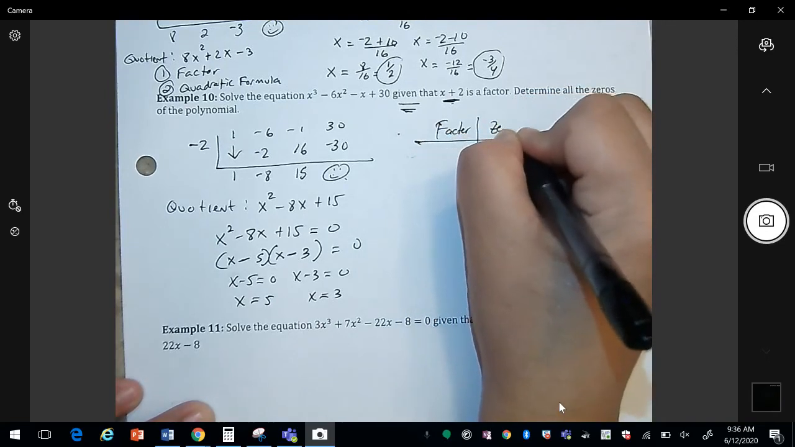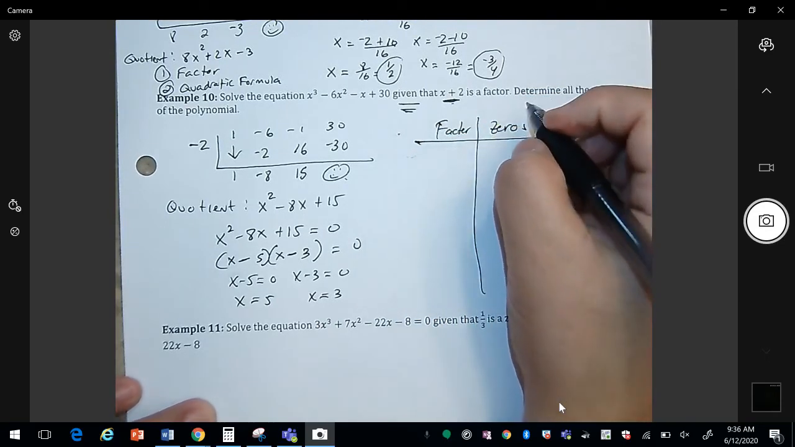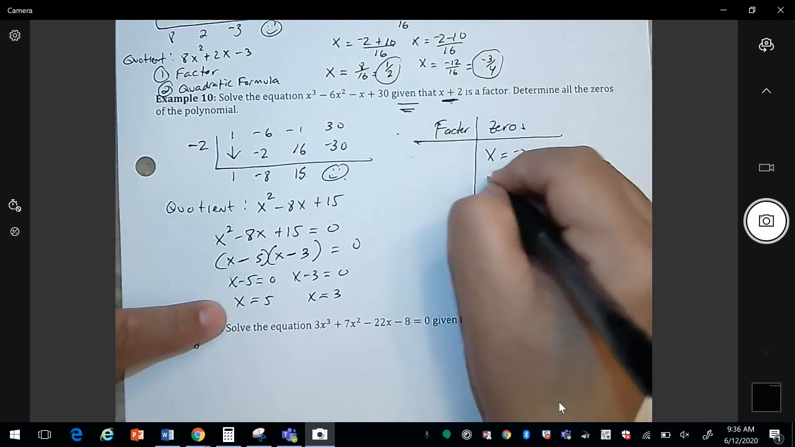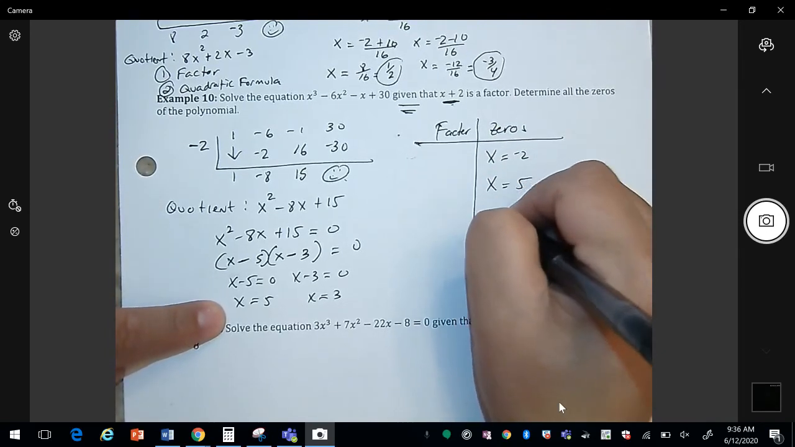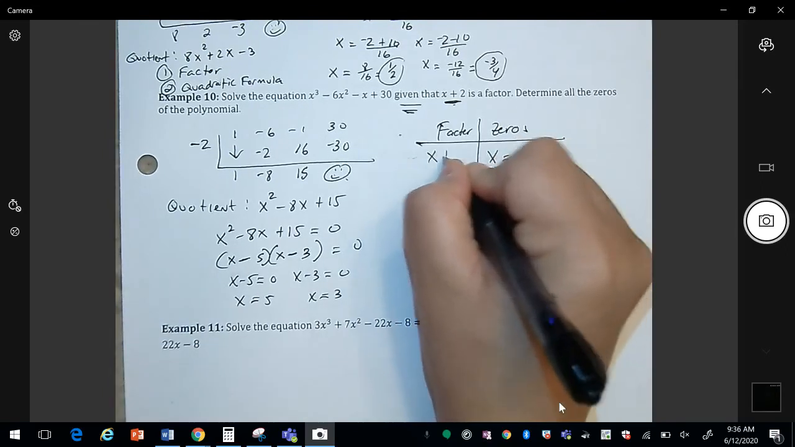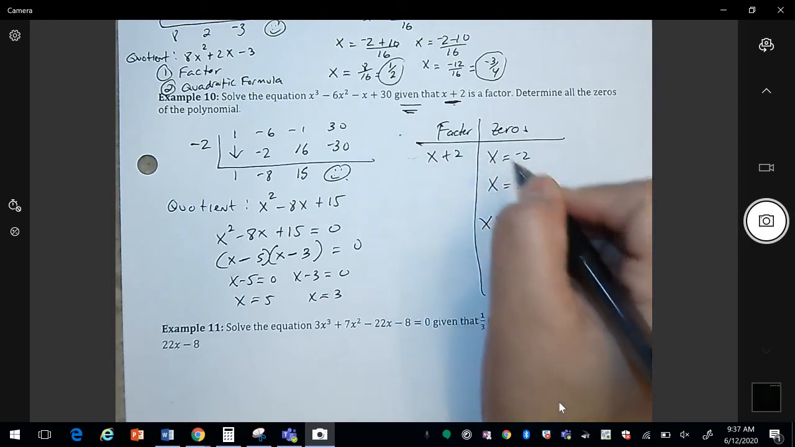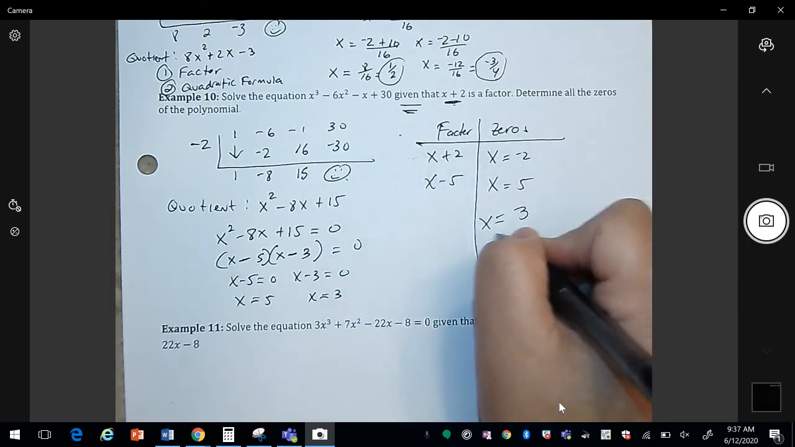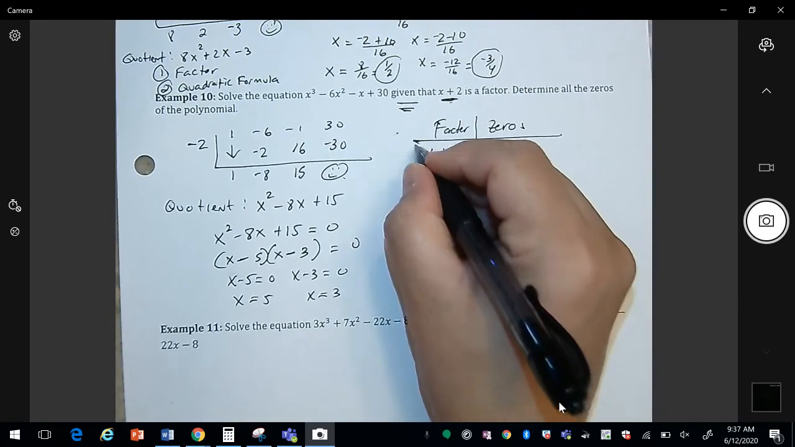So my answer is the zeros. So here I have x is equal to negative 2 is a 0, x equals 5 is a 0, and x equals 3 is a 0. My factors are x plus 2. I bring the 2 over here, bring the 5 to the left side by subtracting, and bring the 3 to the left side by subtracting.